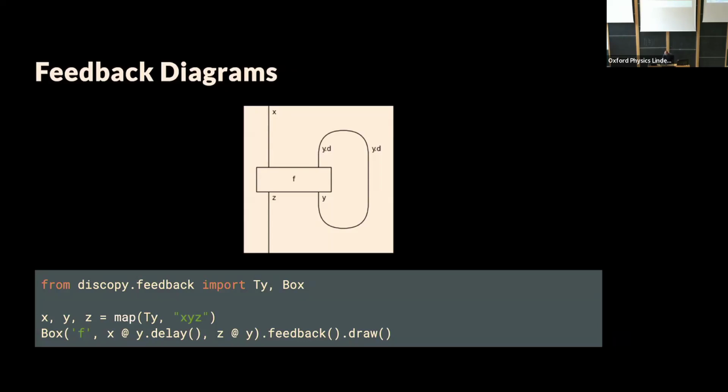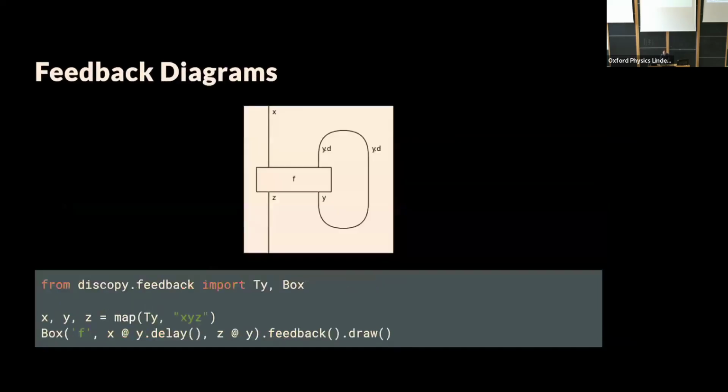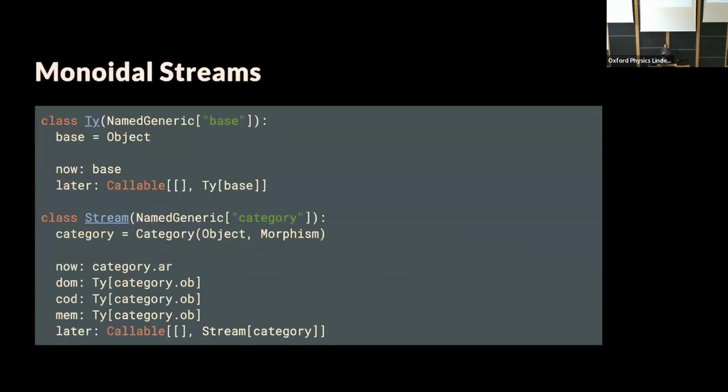And so here, this is the syntax for streams, where you have just a feedback monoidal category. How do you implement this syntax? Basically, this feedback is a subclass of box. It's going to wrap around, so you just give it as argument a diagram. It's going to check that you can take the feedback, and then it's going to change the domain and the codomain because it's taking the feedback, and it's going to return a box now in the diagram. And you can draw it, and you get this diagram on top. Then, in order to implement monoidal streams, we get back. You remember the DAG?